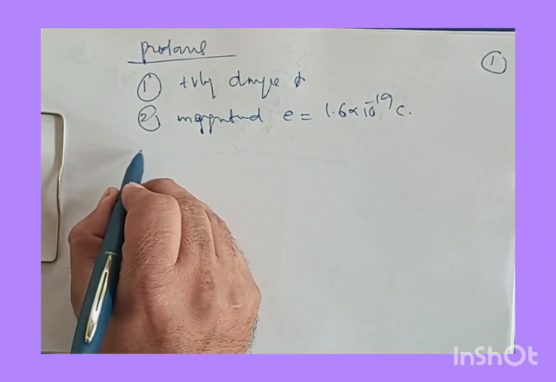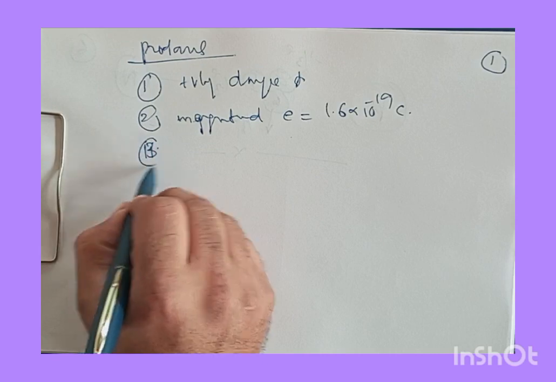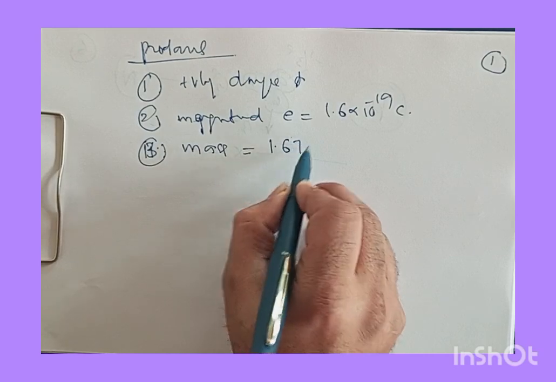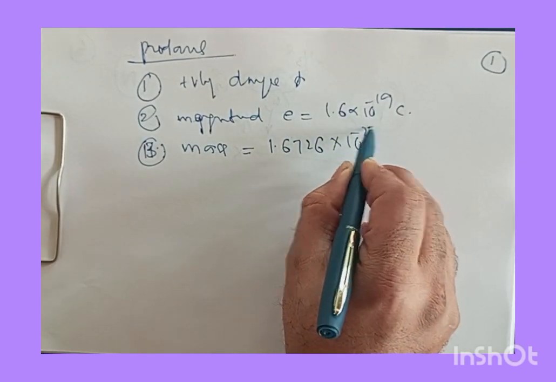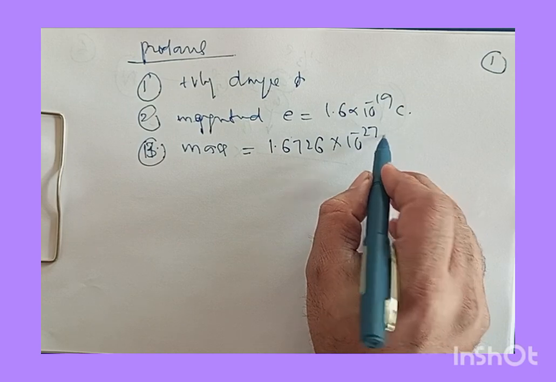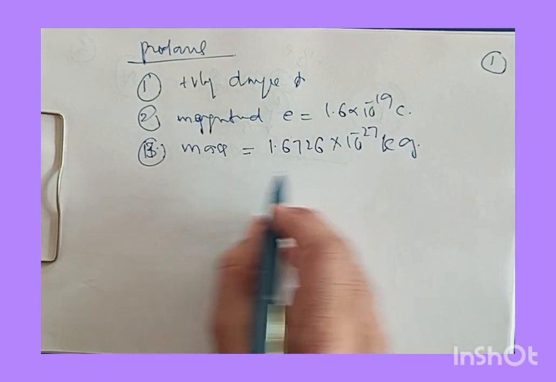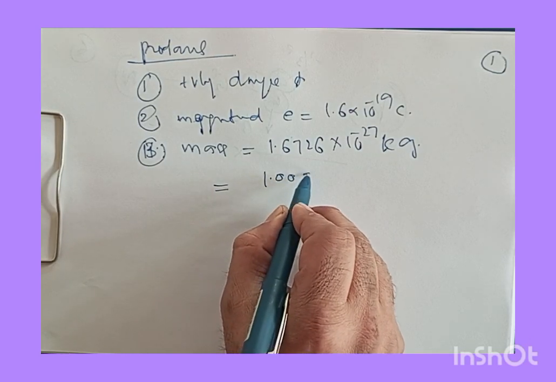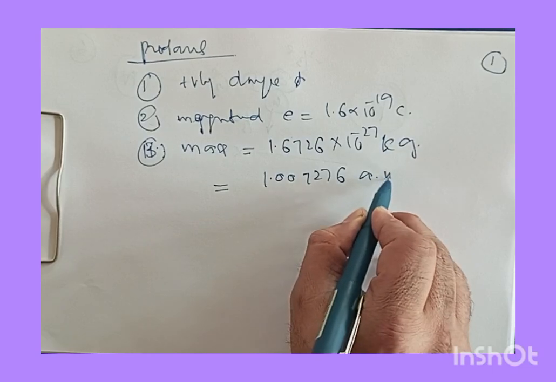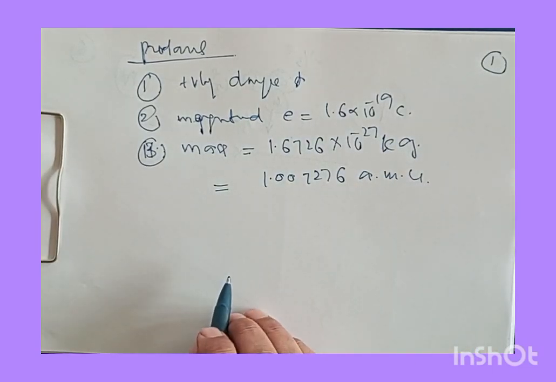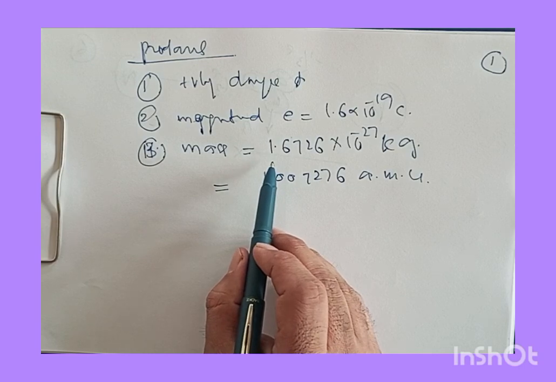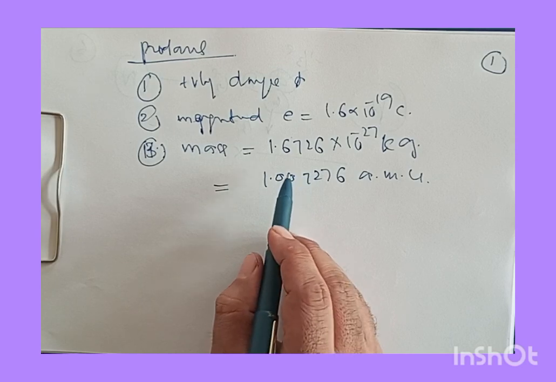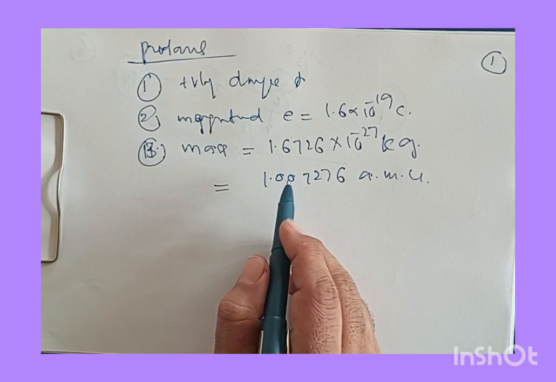And the mass of this proton, if I look for its mass, is nearly 1.6726 times 10 to the power of minus 27 kilograms. And if we convert that into atomic mass units, that comes out to be 1.007276 atomic mass units. And so we go up to the fourth decimal place, because there is a very small difference in mass of proton and mass of neutron.